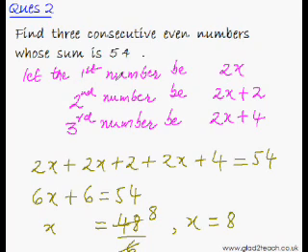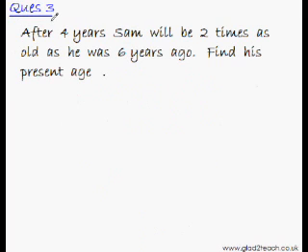So this means our first number would be 16, isn't it? 2 times 8 is 16. And the second even number would be 18. And the third one would be, right, 20. Question solved. So now let's do this question. After 4 years, Sam will be 2 times as old as he was 6 years ago. Find his present age. Feel free to pause me, but do give it a try.